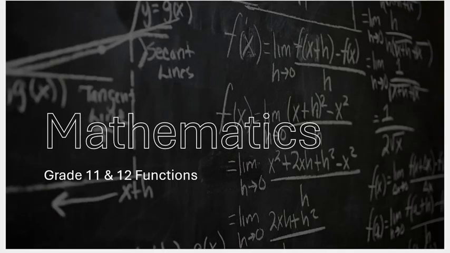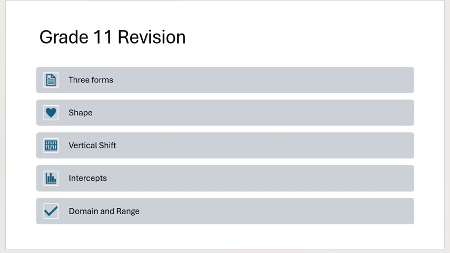So for now, I'm going to strictly focus on the three forms of the equations. I'm going to talk about the shape of the parabola function. I'm going to talk about the vertical shift. I'm going to talk about the intercepts. I'm also going to talk about the domain and the range.